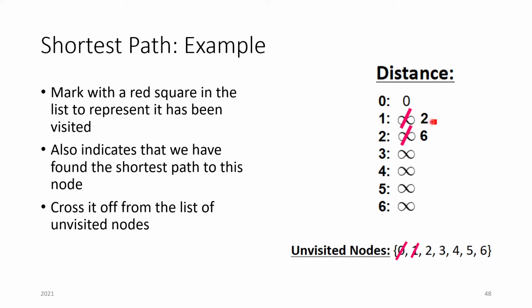This red square could actually just be a corresponding list of Boolean flags that will be true and false in your program. When it's true, we have visited this node, and this is the shortest path that we can get from our source node. So once we have that, we don't need to visit that node again. And then we could cross off that node from our unvisited nodes list as required.